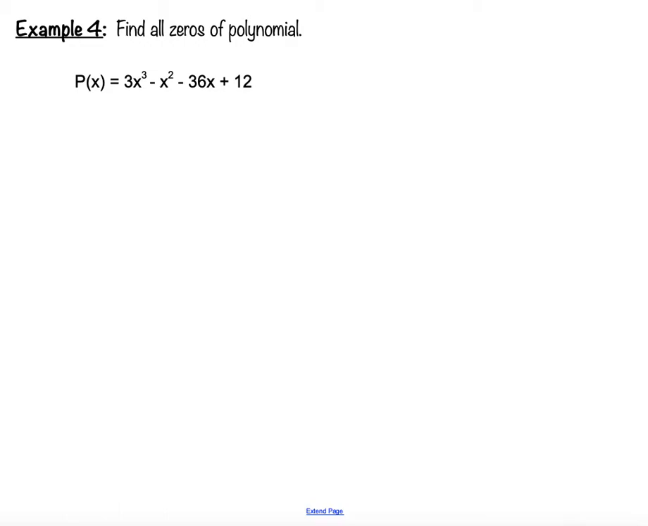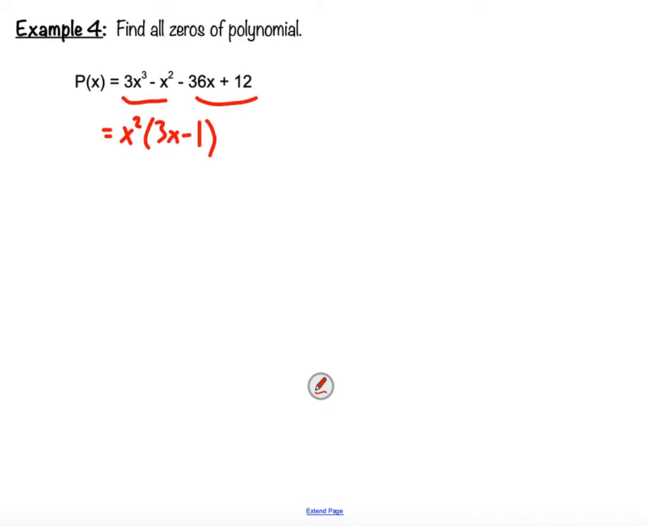All right, so then example 4 here. Notice we have an even number of terms up there, so let's see if we can factor this one by grouping. So I'm going to pull the GCF out of the first 2 terms there, which is an x squared. Doing so, I'm left with a 3x minus 1.